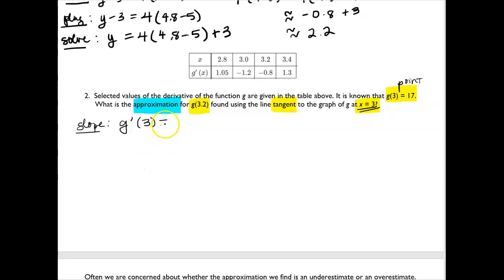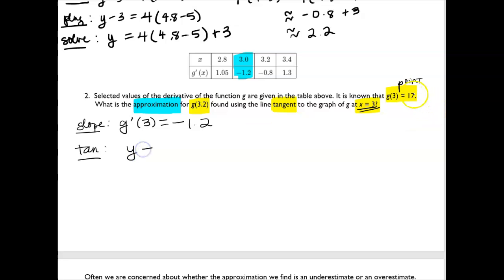So again, I'm noticing that I'm looking at x equals 3 because it tells me that's where my tangent line is. Don't get confused and think you want 3.2, because that's asking for the approximation. Okay, so use the x value for the tangent line. So I see that it is negative 1.2. And now I can write my tangent line equation.